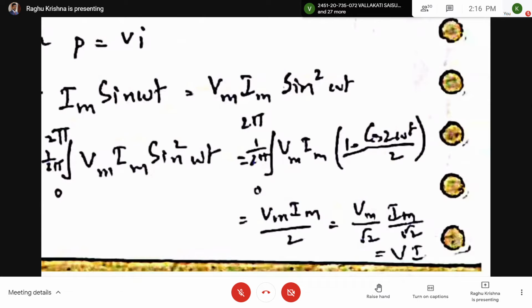So what is Vm by root 2? It is the RMS value. The RMS value is represented with capital V. So capital V into capital I by default represents the RMS values.